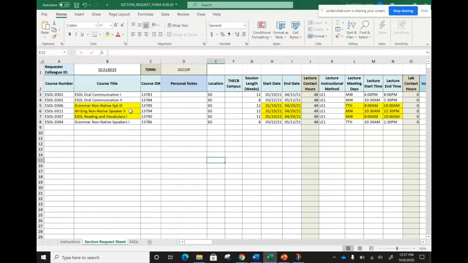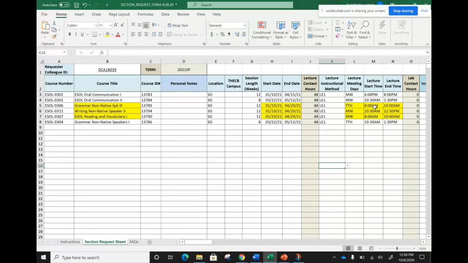Okay, so this is my personal schedule. The yellow that you see is my primary schedule. I'm going to teach grammar 3, writing 2, and reading vocabulary 1. They all start in January. If one or two of these classes are canceled, then I'm going to go to my secondary schedule, which will be the classes in the white, the oral communication and grammar 1. So the yellow is my primary schedule. That's what I really want to teach.